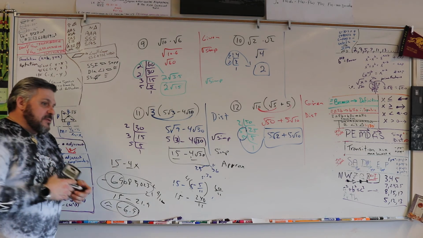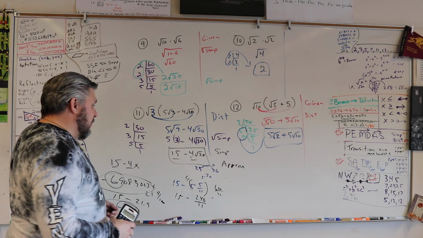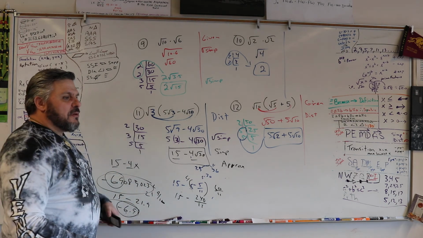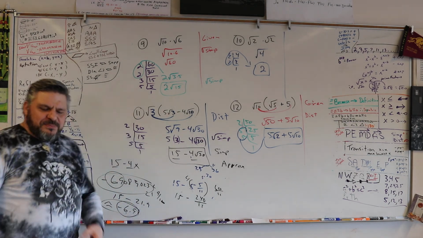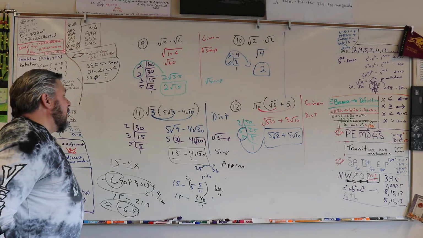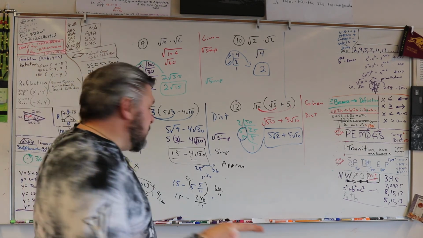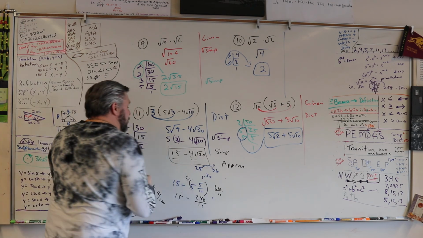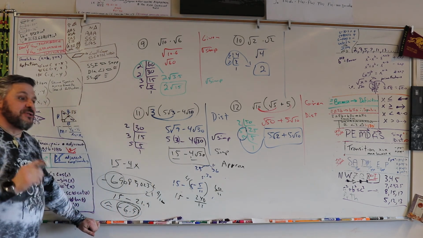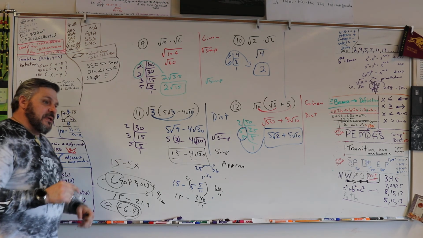So I could still keep it as 4 square roots of 30, and you can throw it in the calculator and solve it for this also. You can do both. You can get used to doing that.